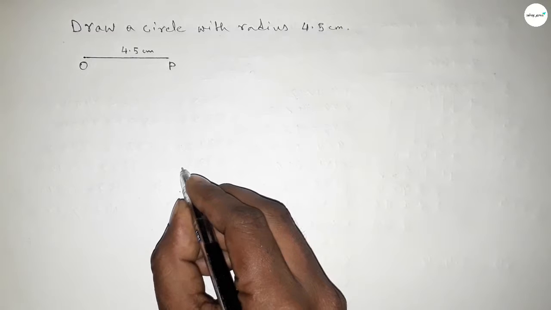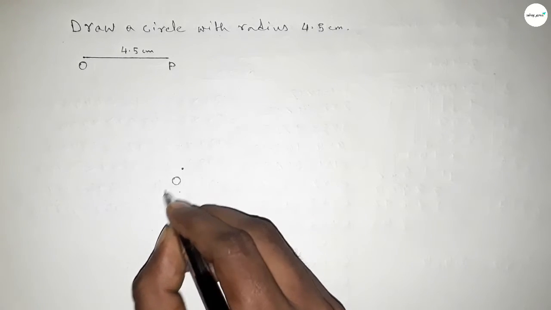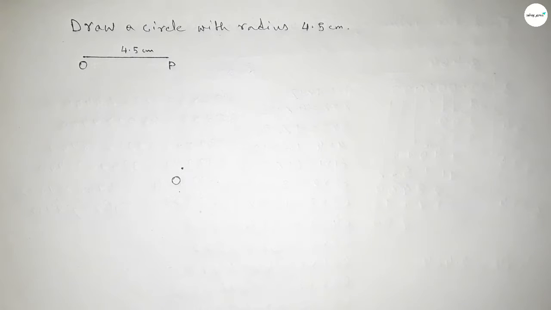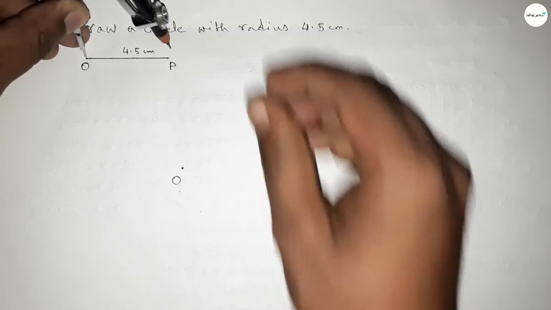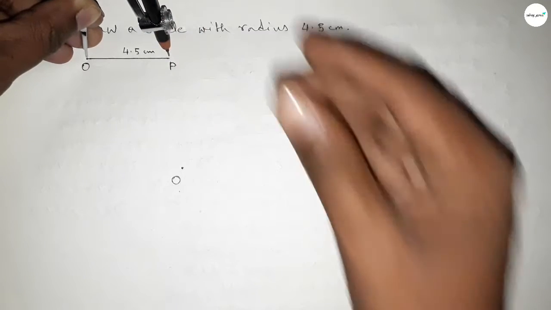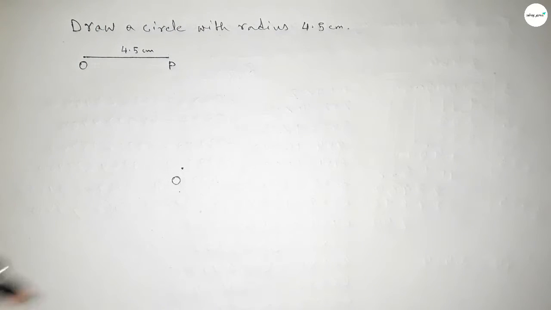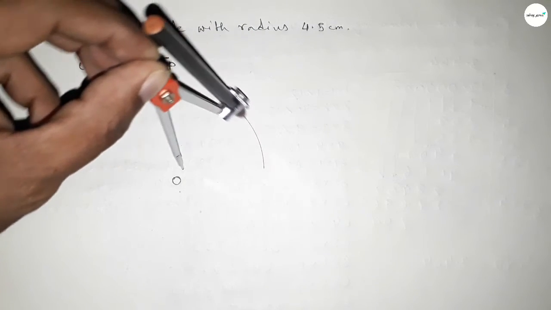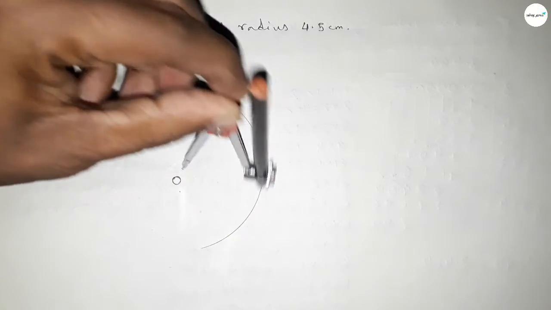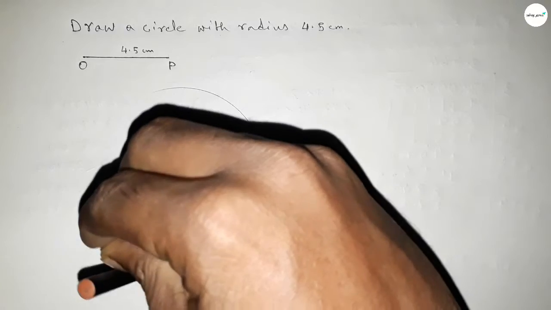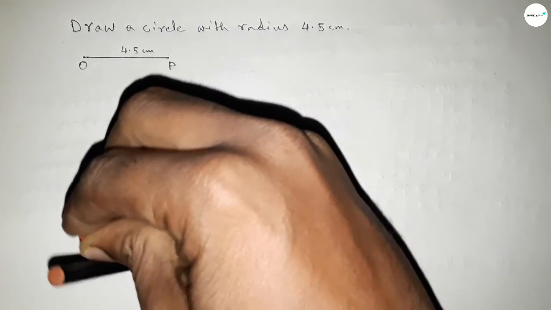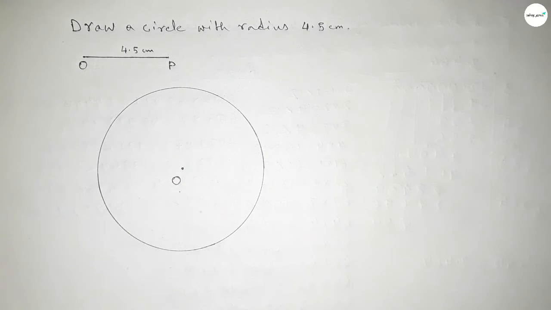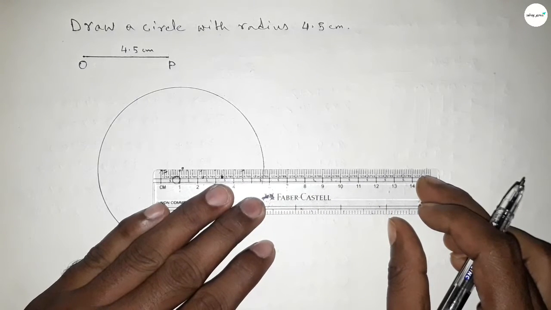Next, taking here a point O to draw circle on this point. Now taking the length OP by compass by this way. Next, putting the compass on this point and drawing an arc which represents a circle with radius 4.5 centimeter. Now joining the center up to perimeter to get the radius of this circle.